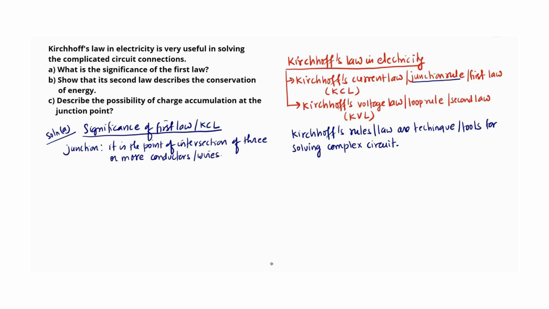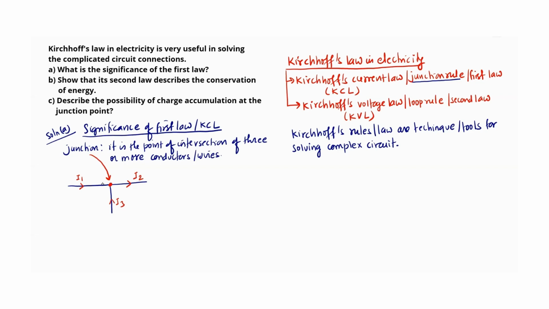Clear? Now we have these three wires, or conductors. They are meeting at this point. So this point represents the junction. So I'm choosing the direction of current randomly, okay. So we have this. Clear? So this is called a junction.